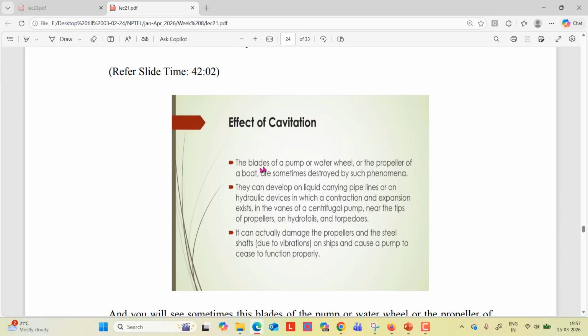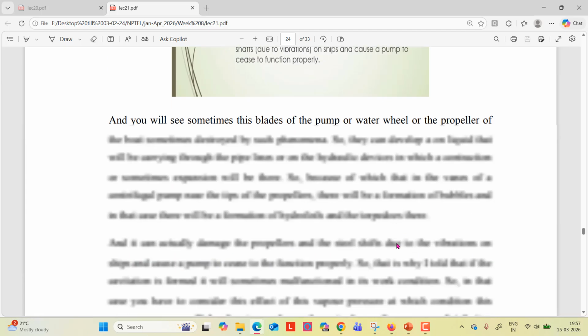The blades of a pump or a water wheel or the propeller of a boat are sometimes destroyed by such phenomena. They can develop on liquid carrying pipelines or on hydraulic devices in which a contraction and expansion exists, in the vanes of a centrifugal pump, near the tips of propellers, on hydrofoils and torpedoes. It can actually damage the propellers and the steel shafts due to vibrations on ships and cause a pump to cease to function properly.